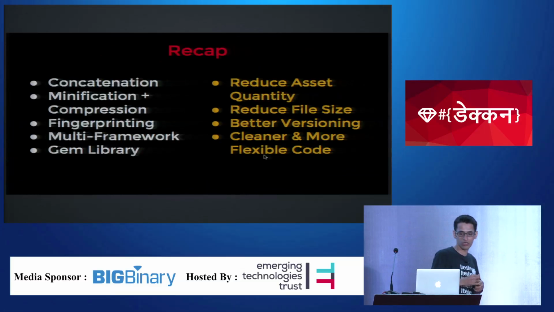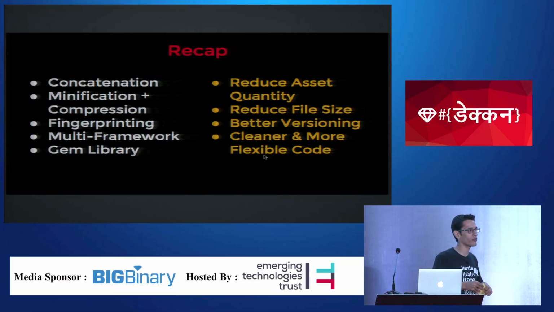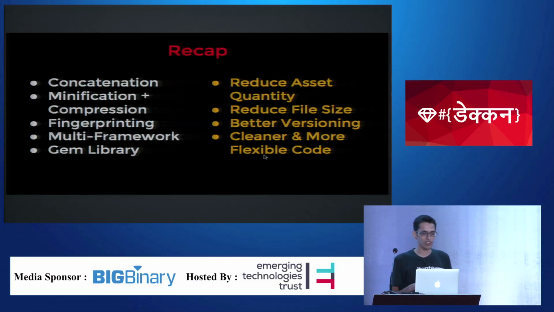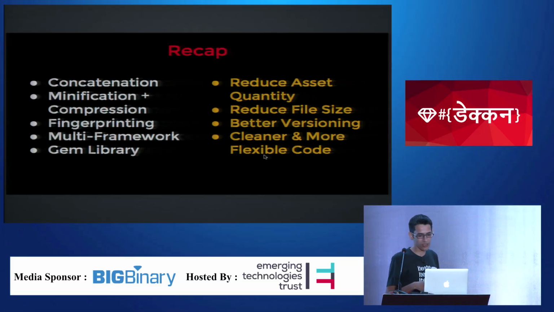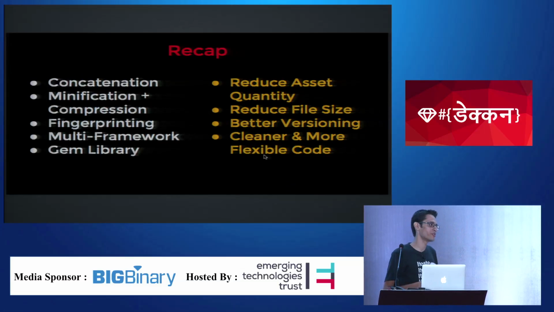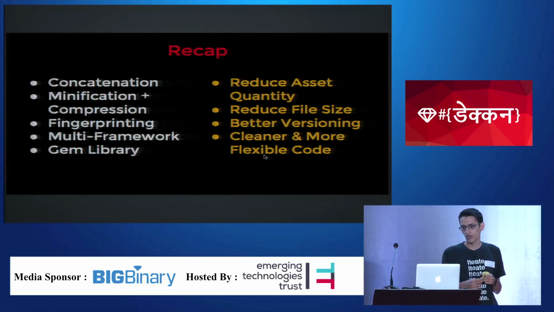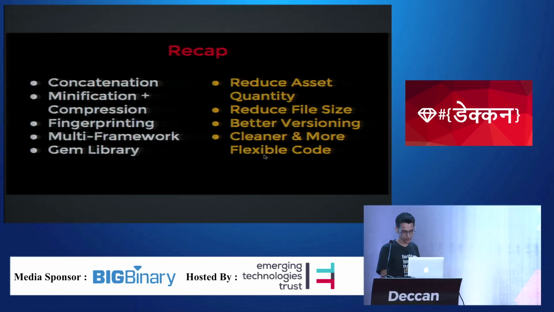So to recap, Rails asset pipeline does the following steps: concatenation, minification and compression, and fingerprinting, and it helps developers use any framework for HTML or CSS. We also have different gems which complement Rails asset pipeline. You can use them, and they help us solve all these problems. That is, it reduces the asset quantity and the file size, helps in better versioning of the assets, and helps developers write better, cleaner and more flexible code.